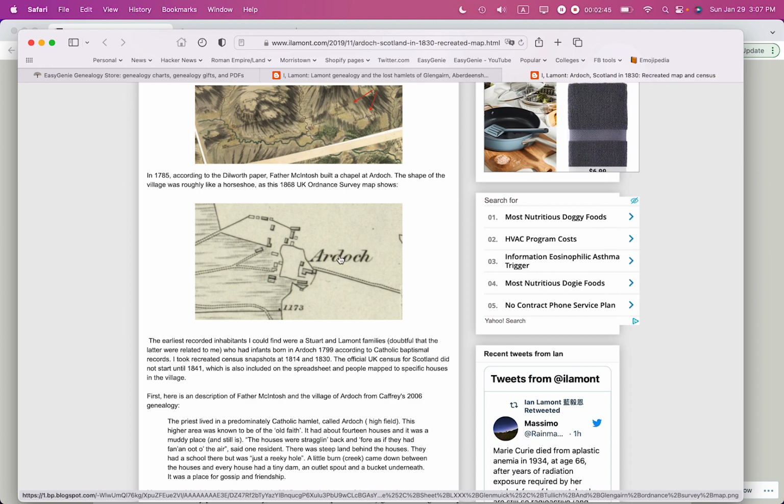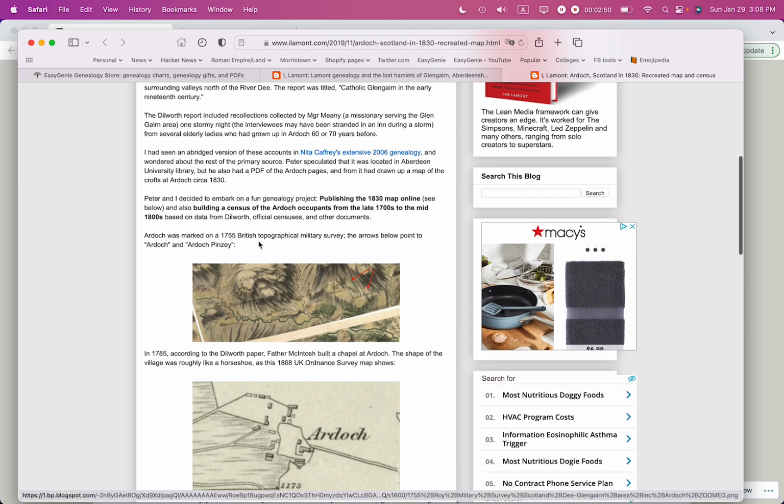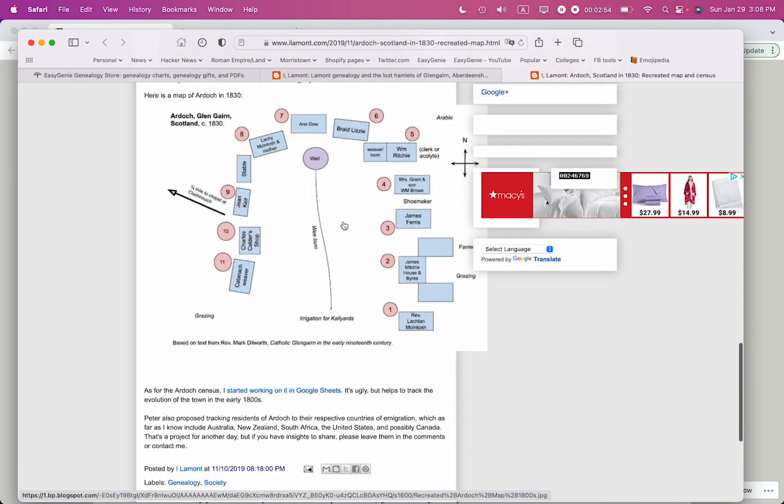So this was the town Ardagh. I found an old military map where it was listed. So I created like this little history of this town called Ardagh, and then with the help of that other person whose ancestor lived in the same town, we created this map and we went back and forth, and I did the graphics.